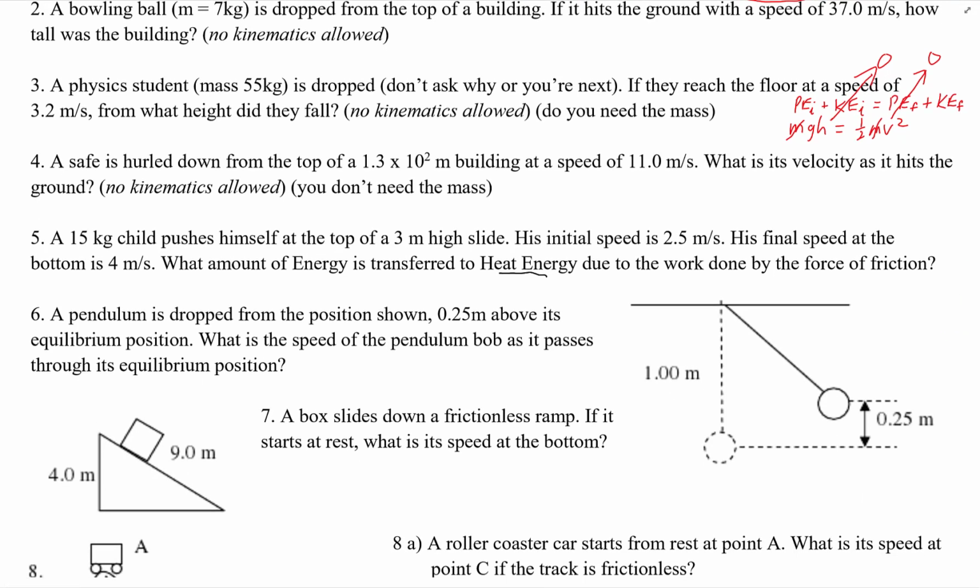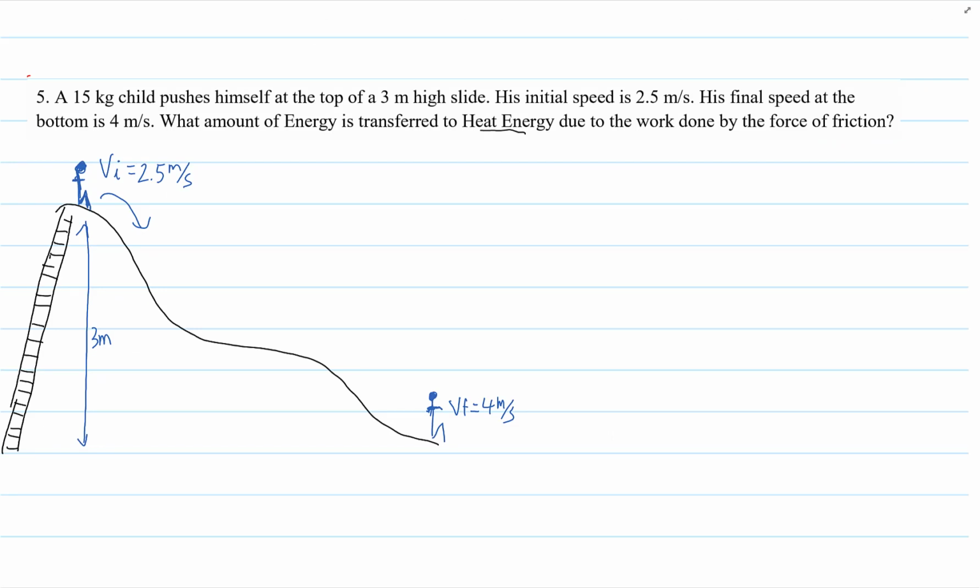So here we are, question 5. A 15-kilogram child pushes himself at the top of a 3-meter high slide. His initial speed is 2.5 meters per second. His final speed at the bottom is 4 meters per second. What amount of energy is transferred to heat energy due to the work done by the force of friction?